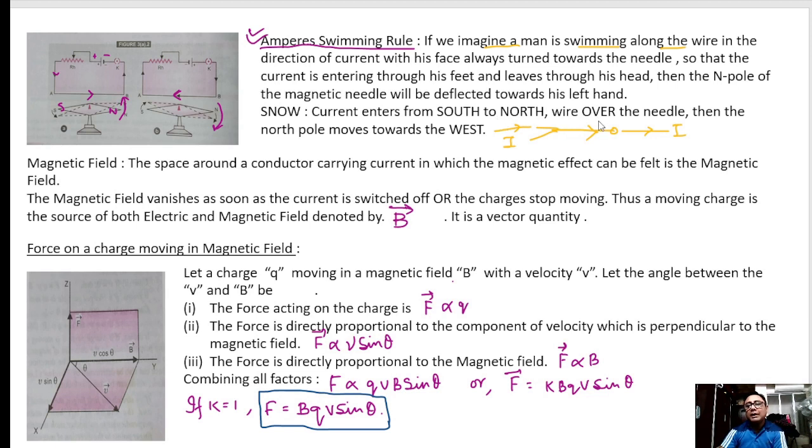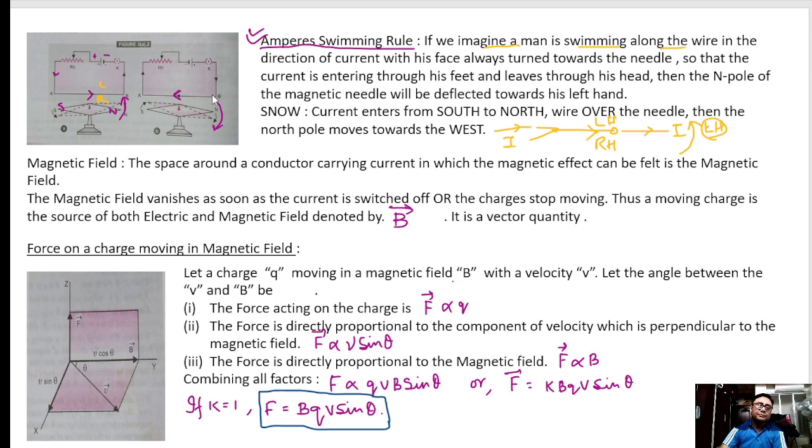So where is his left hand? Here is his left hand and here is his right hand. So the north pole will shift towards his left hand. This is the Ampere swimming rule. As you can see, the left hand of the man will be this side and the right hand on this side. So if the current is entering through his feet and leaving through his head, the north pole will move towards the left hand, clear?